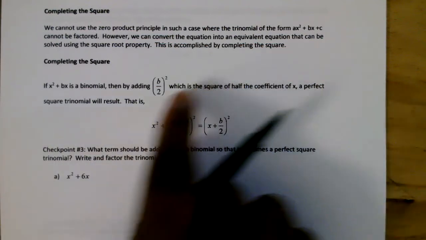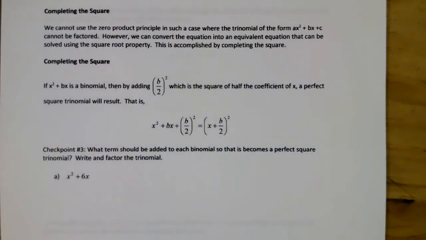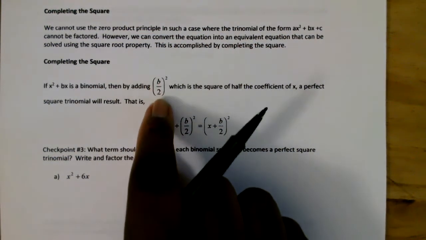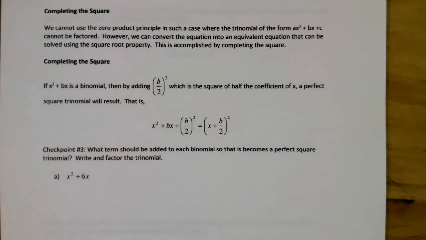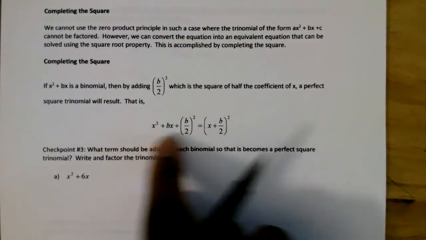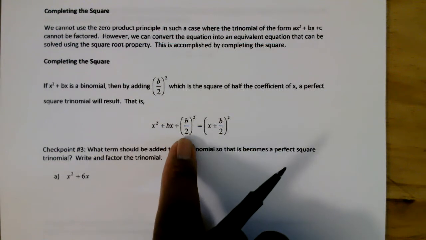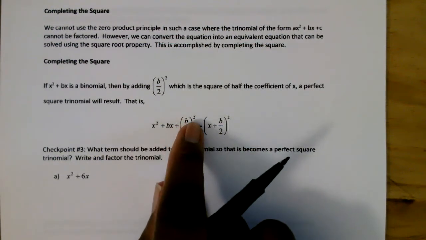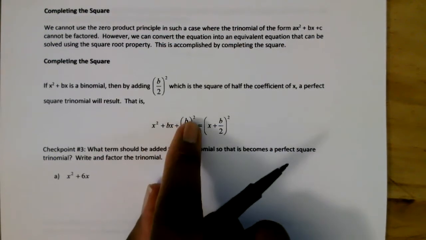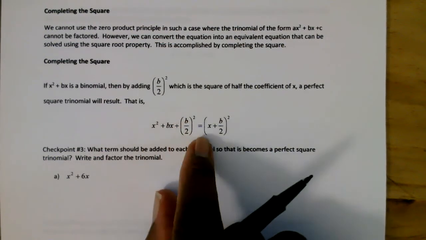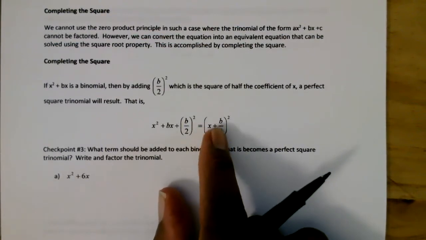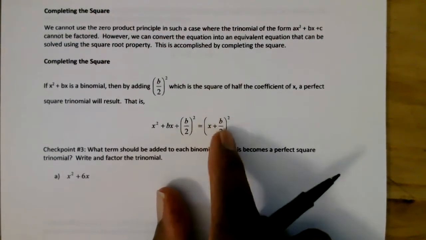And this is the method of completing the square right here. If you have x squared plus bx as a binomial, then if we add the square of b over 2, which is the square of half the coefficient of x, a perfect square trinomial will result. And that is this. We add b over 2, squared, half the coefficient of x, squared. And then when we factor it, it's going to end up like this: x plus half the coefficient of x, and that quantity will be squared.